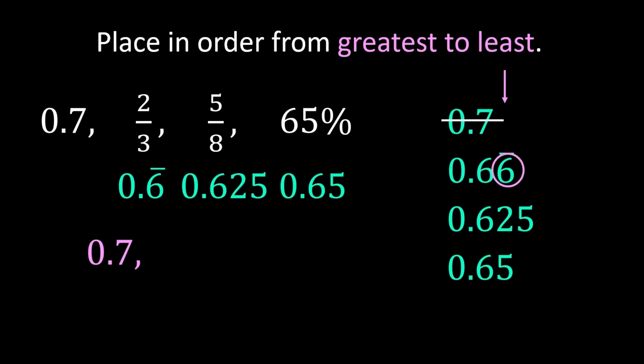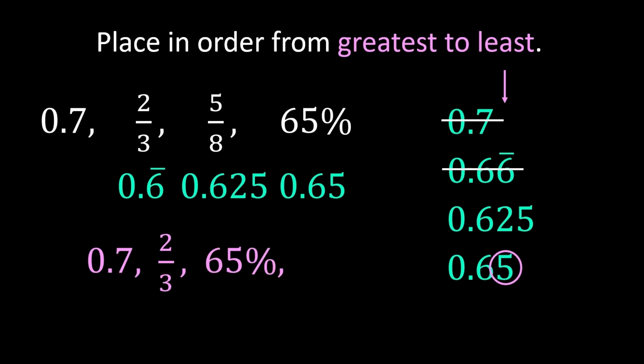This is our next greatest value, and this number will go in our list in its original form, 2/3, and we can cross off that we've used it. The 5 is the next greatest value, and 65 hundredths was 65%, and it needs to go in our order as 65%. And when we cross it off, we see that our least value is 625 thousandths. That's equivalent to 5/8. These numbers in order from greatest to least are 7/10, 2/3, 65%, and 5/8.